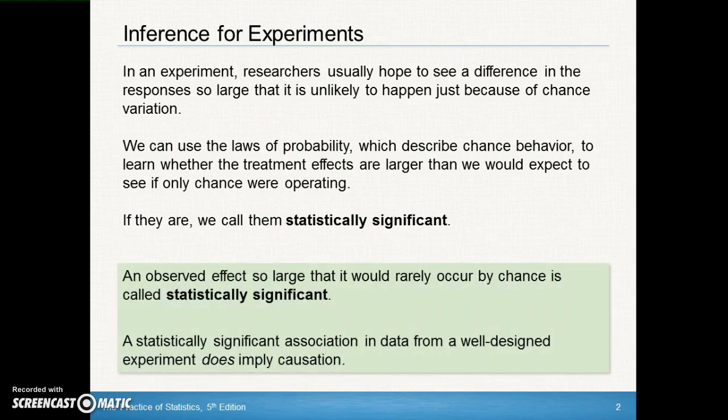Don't worry too much about applying that word. For now, all you need to know is that if a result was unlikely to occur by chance, then it is statistically significant. Okay? So we know that a strong association between variables does not imply causation. However, a statistically significant association in data from a well-designed experiment does imply causation. We're going to talk more about that later.